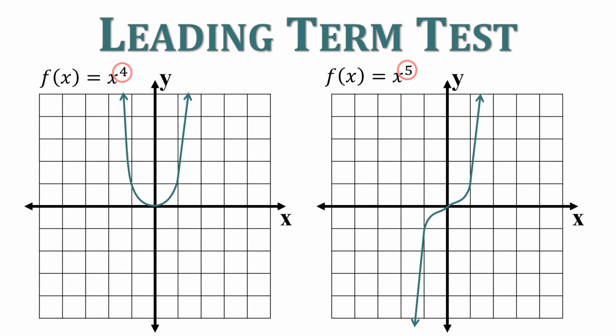Well, what happens if we compare 4 and 5? 4 is even, 5 is odd. So whenever we have an even power, our ends are going to go in the same direction. When we have an odd power, our ends are going to go in opposite directions.